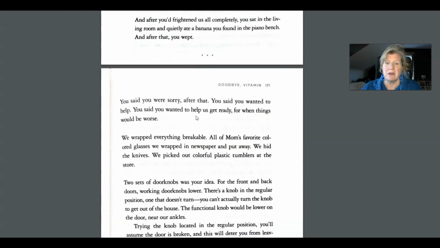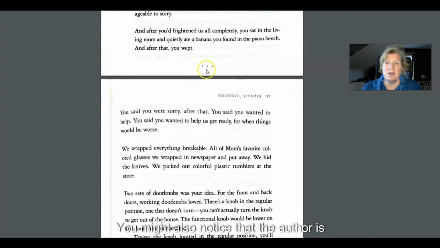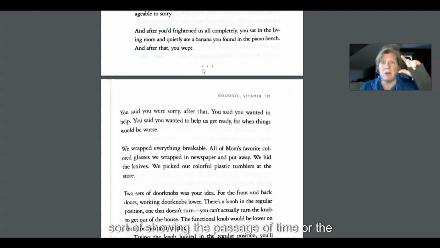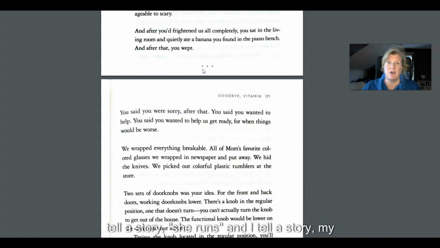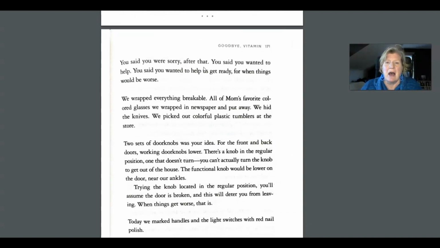A few paragraphs. You might also notice that the author is using, every now and then, three dots in the middle. You could use a different symbol, but this kind of glyph, this kind of separating technique, is a good thing to play around with in creative nonfiction, where you're sort of showing the passage of time or the segmenting of a story. So let's say you're going to write 10 little vignettes, and do the repeating thing, like she runs and I tell a story. She runs and I tell a story of my daughter. She runs. In between each one, I might want to put the three dots, or maybe I'm feeling fancy and I'll put a fleur-de-lis.